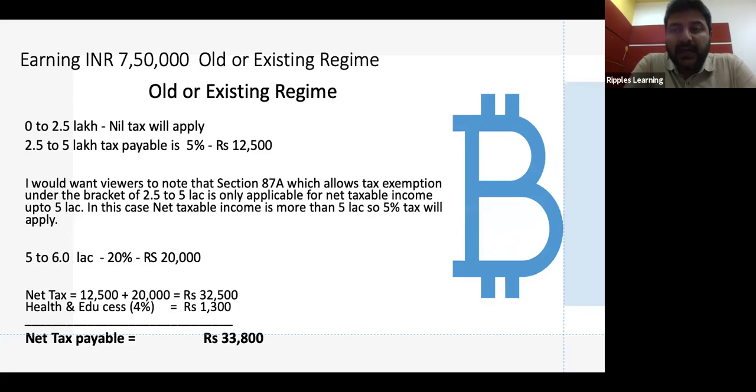You are not claiming it under the new regime. You cannot claim 80C and standard deduction under the new regime. You can't claim that, and we have not claimed it, even in the example.